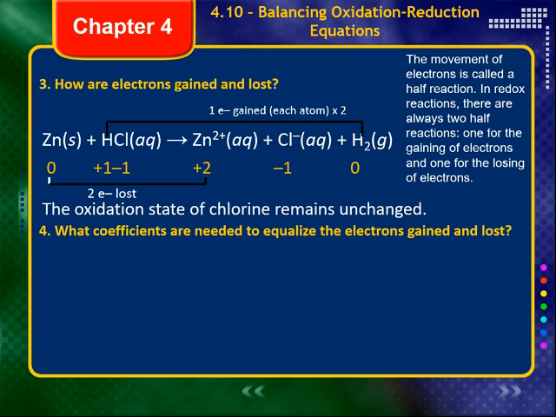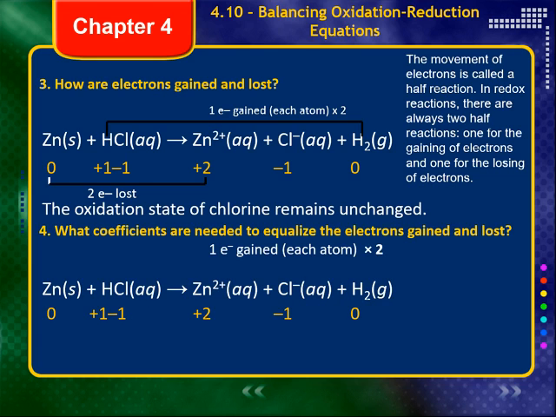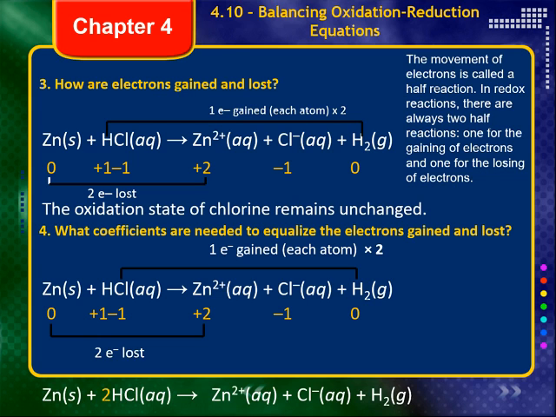Number 4, what coefficients are needed to equalize the electrons gained and lost? Again, balancing the number of electrons. So again, I have 1 electron gained by each hydrogen. That hydrogen over there on the left is not being pointed at. It should be pointed more towards the chlorine. And we have 2 electrons being lost by the zinc. In order to balance that, I'm simply going to put a coefficient of 2 in front of the HCl on the reactant side. And I end up having conservation of electrons on both sides of the reaction.